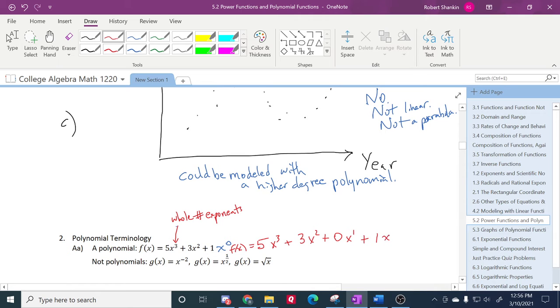And then 1x to the 0. And now you can see the powers of x decrease by 1 every time. This usually isn't written as x to the 0, but it could be if we wanted to.